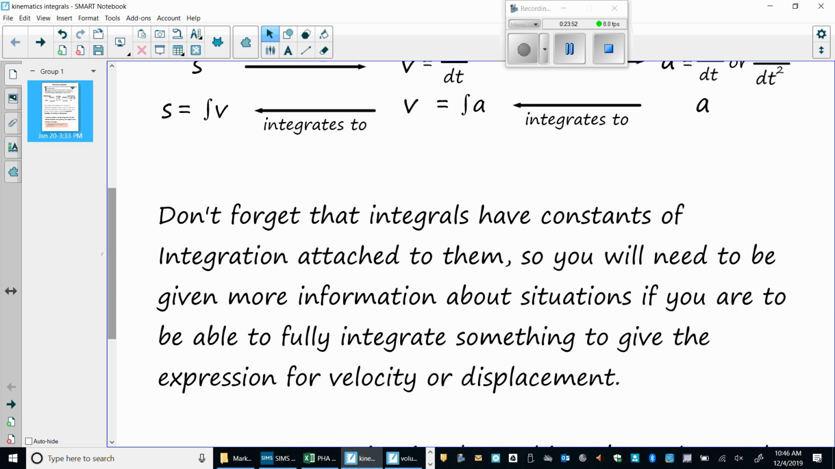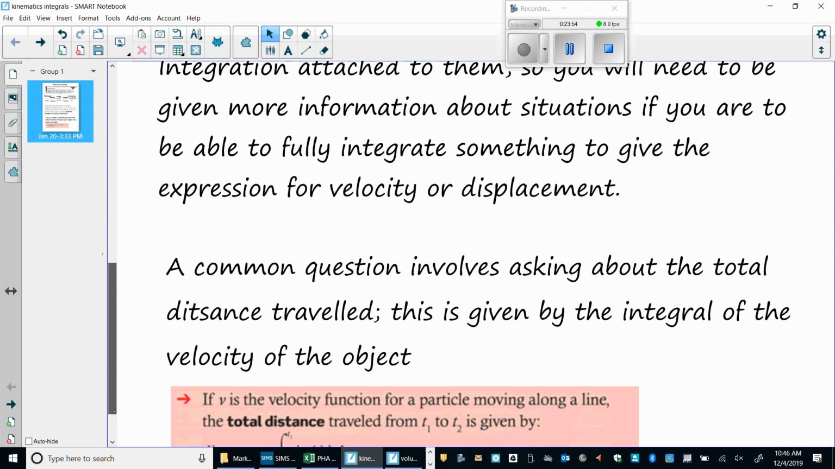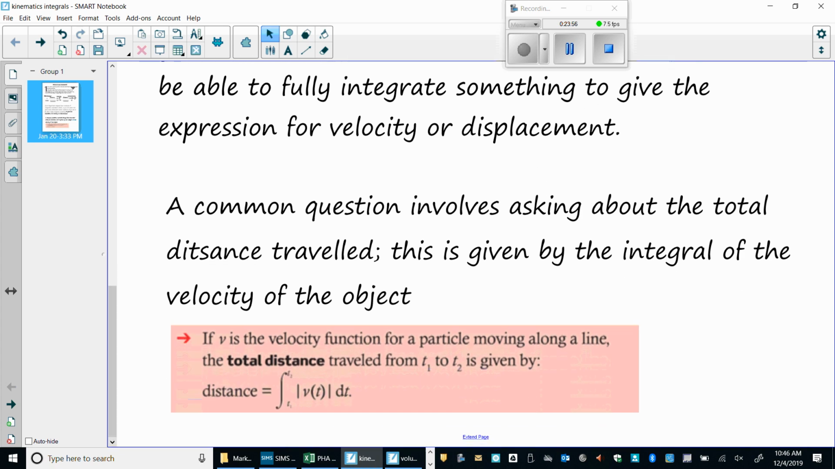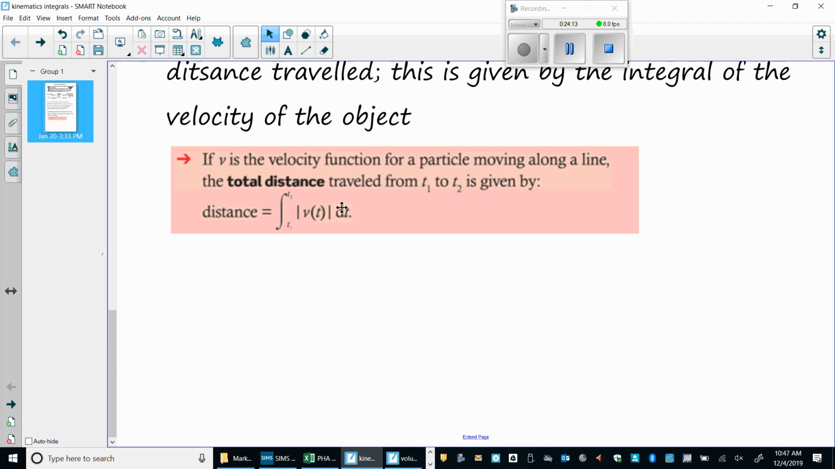Okay? And the final thing, and it does come up quite a lot, is talking about total distance travelled. So the total distance that you've travelled would be the integral of the velocity. Now notice this has the modulus sign. So this is where, when we were looking at integrals above and below the x-axis, it's important that you are considering those kinds of things when it comes to distance travelled.